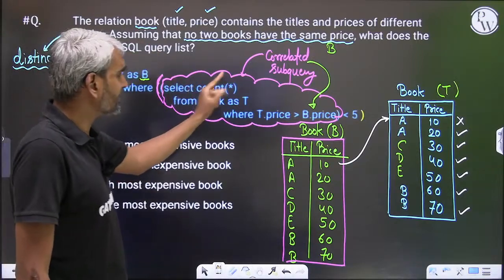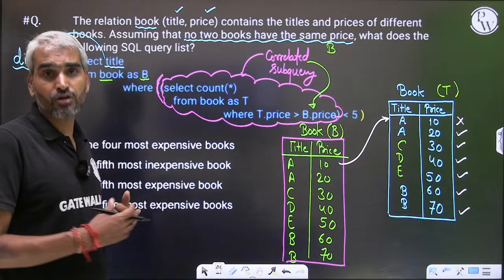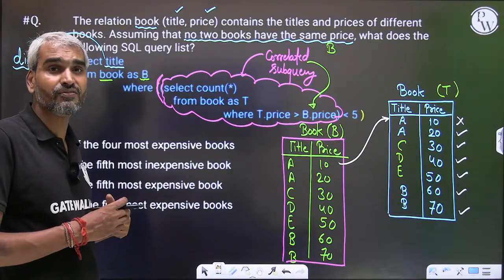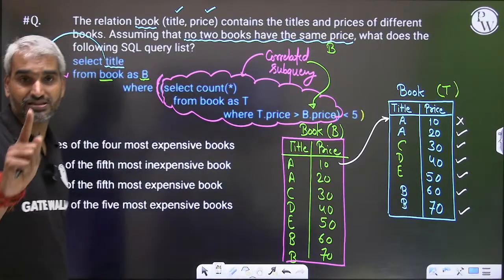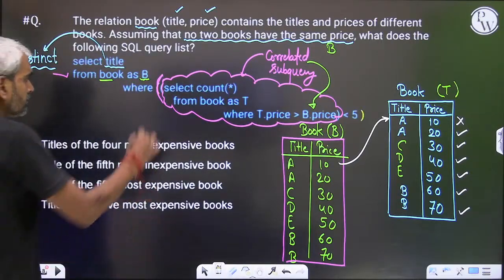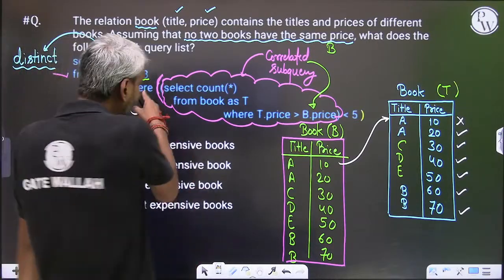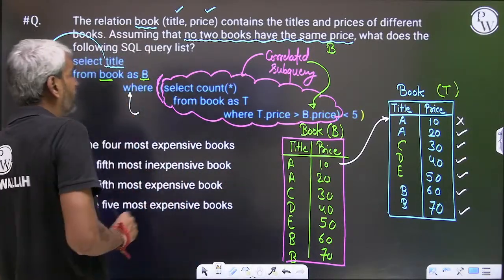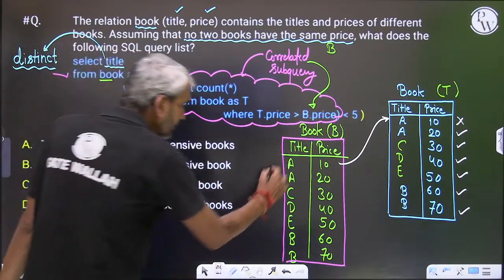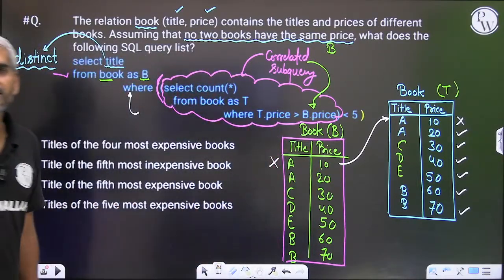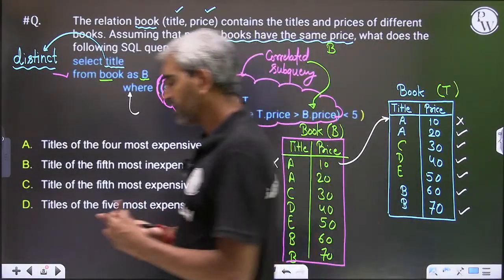So is 6 less than 5 or not? No, 6 is not less than 5. Because 6 is not less than 5, this less than will return false to this where clause, which means the where condition is false. So for the first tuple of the book table, the where condition is false.